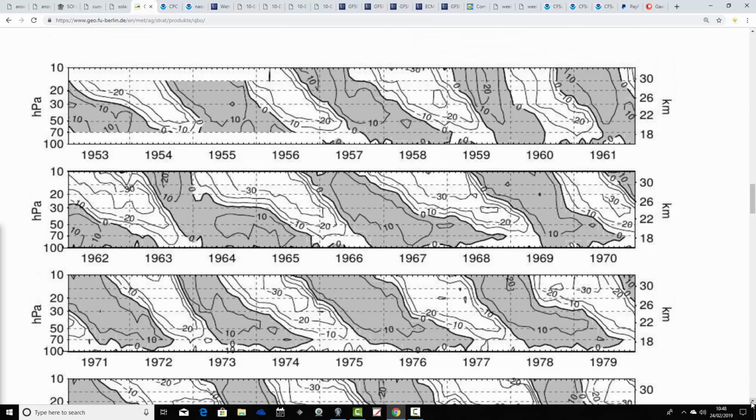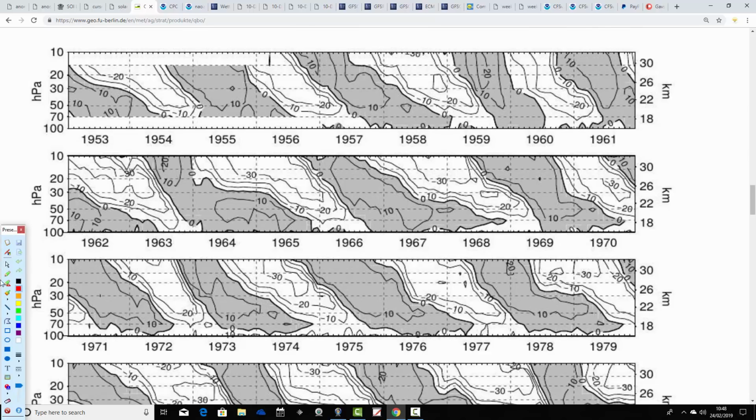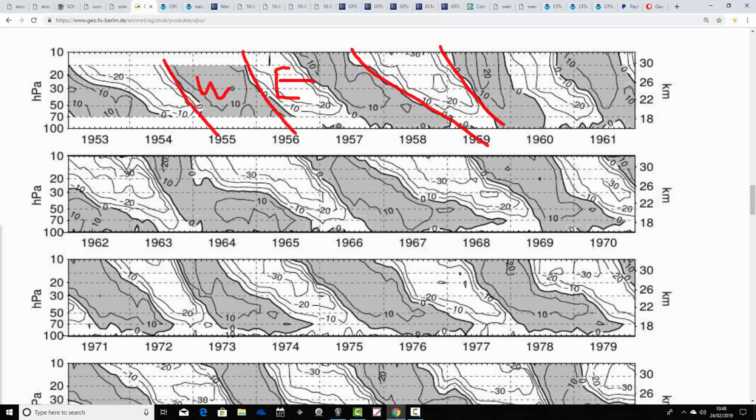So, for example, we see here back to the 1950s at the top of the chart. The grey areas are where we've got westerly QBOs, and the white areas are where we've got easterly QBOs. So that's a westerly QBO just there, covering the period from late 1954 through 1955 to early 1956. The white area is where we've got an easterly QBO, and that's from the middle of 1956 through to the middle of 1957.